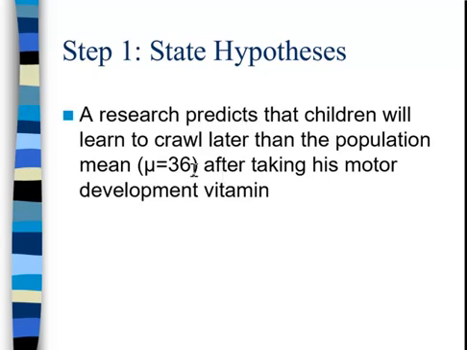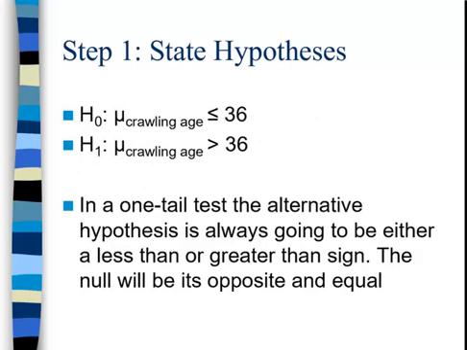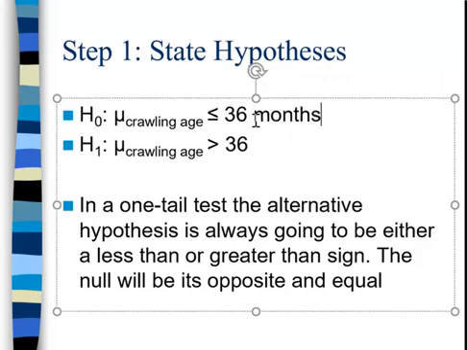Because to crawl later than 36 months insinuates, it doesn't insinuate, it explicitly states that we expect the sample mean to be more than 36 months, right? So we would expect this to be a greater than prediction for our alternative hypothesis and a less than or equal to for our null. And here it is, right? Again, I would state the alternative hypothesis first. So H subscript 1 colon, mu crawling age should be greater than 36. So the crawling age for our sample should be greater than the population mean of 36 months.